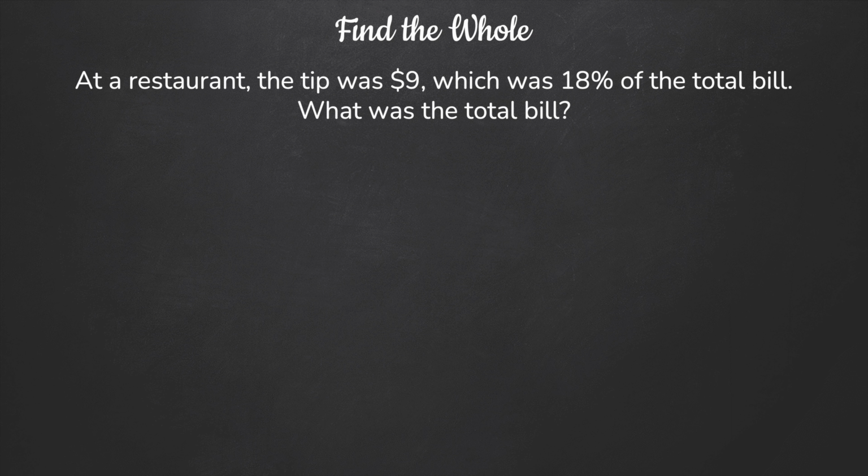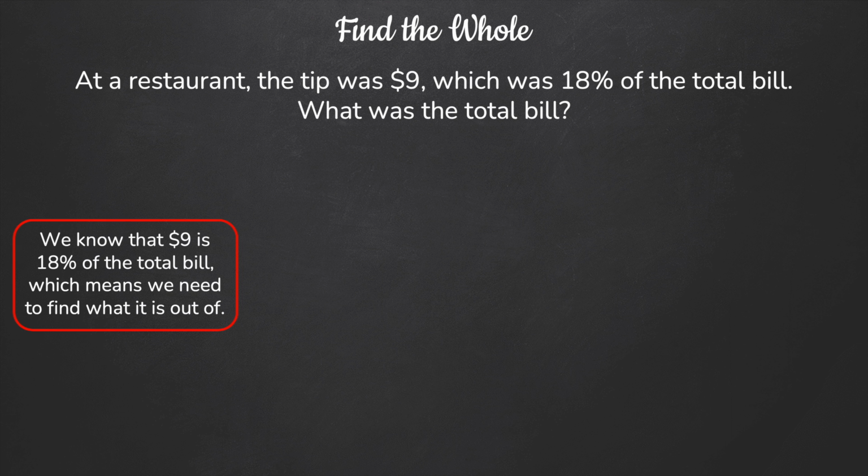So here we have an example that says, at a restaurant the tip was $9, which was 18% of the total bill. What was the total bill? So we know that $9 is 18% of the total bill, which means we need to find out what it is out of.